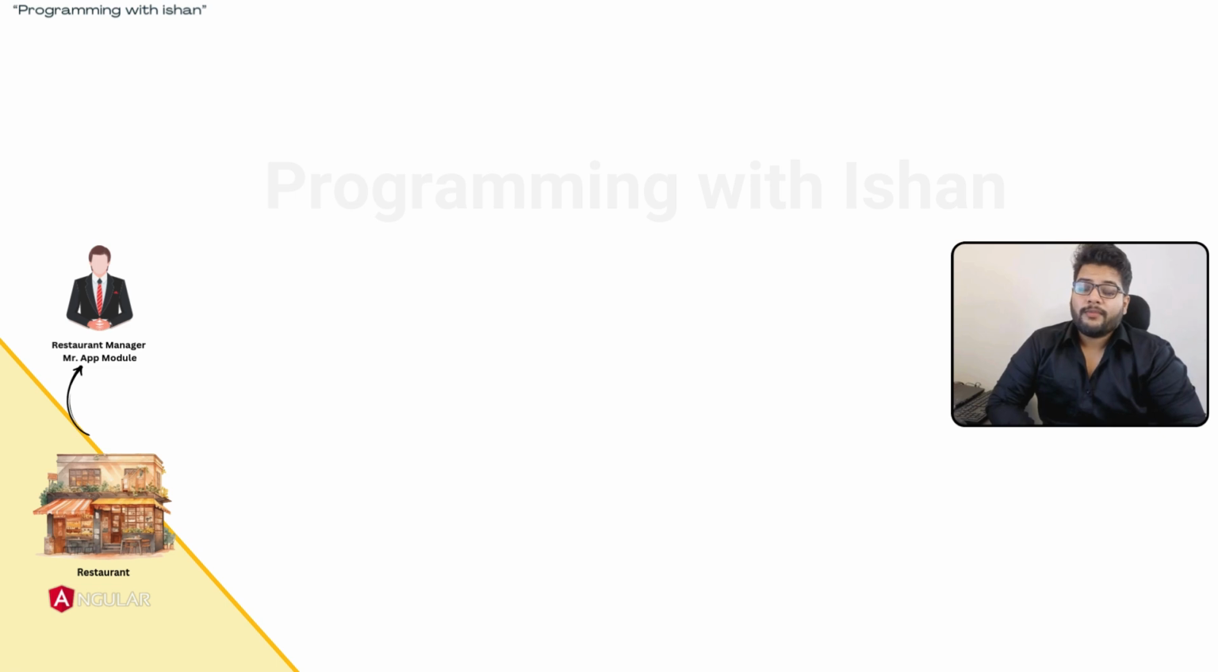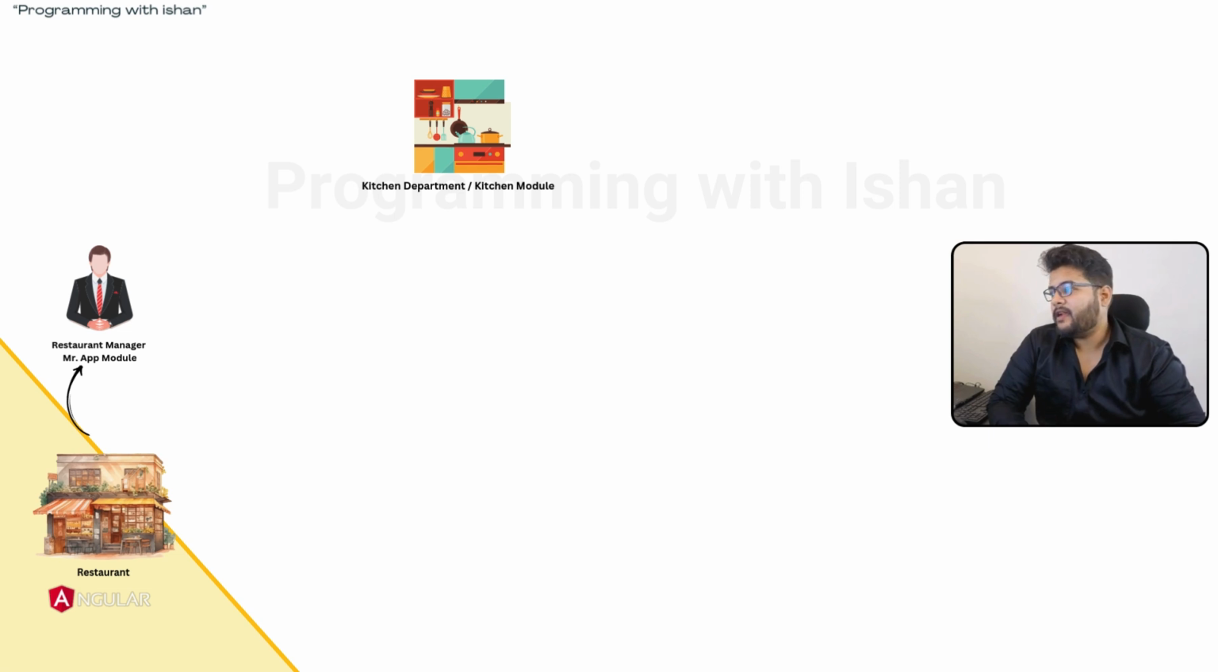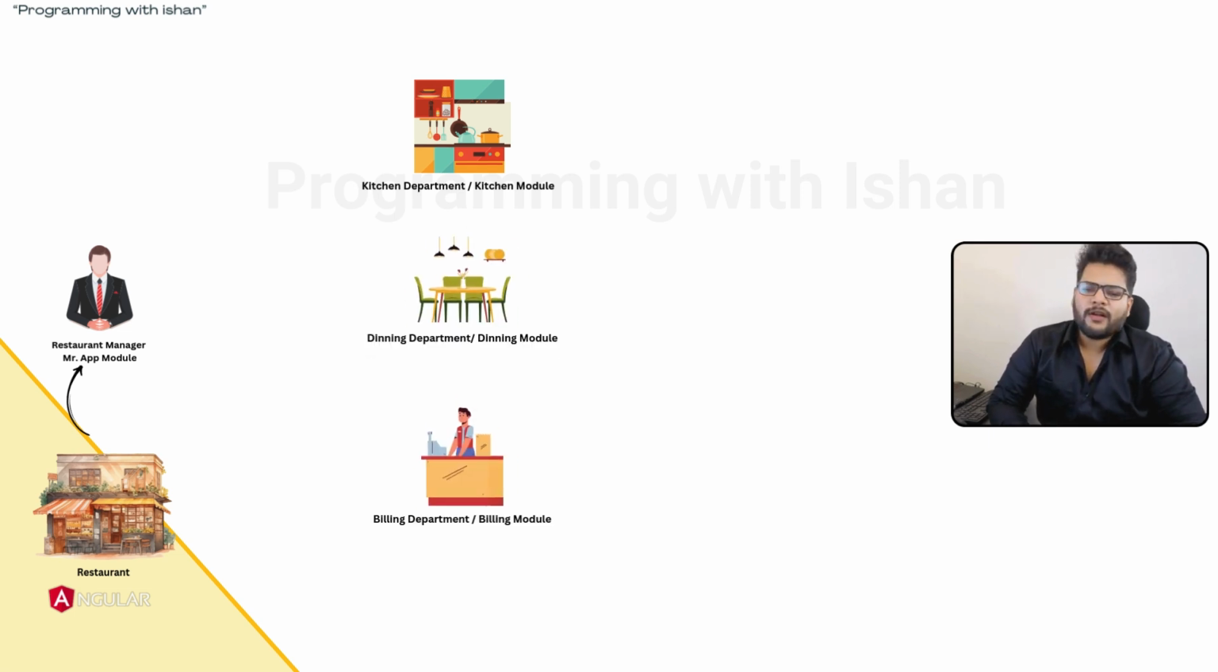We talked about the departments. Generally, most restaurants have multiple departments. We also have 3 of them. Let's say we have a kitchen department, a dining department, as well as a billing department. Each of these departments has specific tasks and responsibilities assigned to them, but at the end, they still report back to Mr. App Module itself.